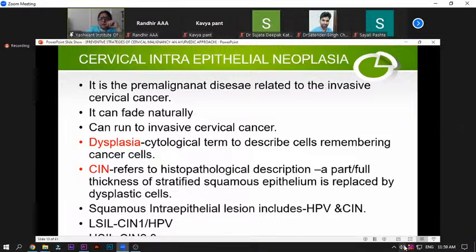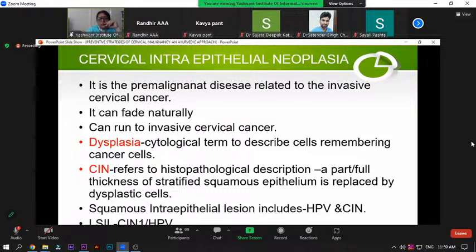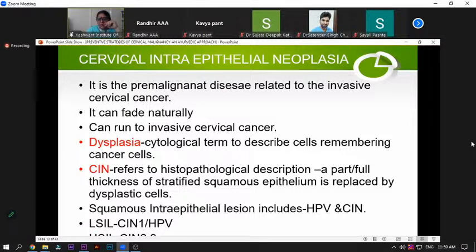So dysplasia is a term that is used to describe it. It is a cytological term to describe cells resembling cancer cells, but they can be reversed. There is a change in cell size and shape, and the nucleus and the cytoplasm of the cell will change.